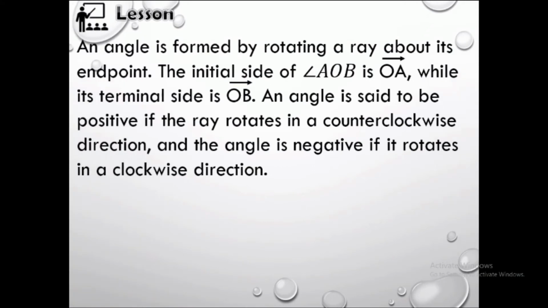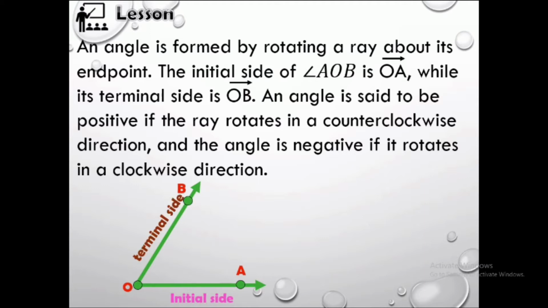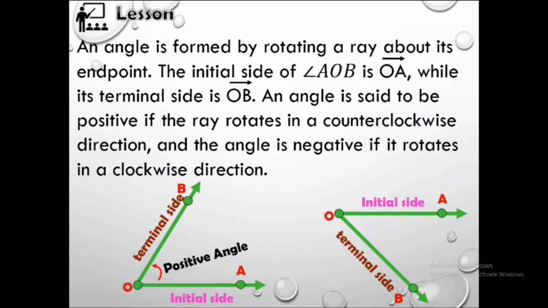Lesson proper. An angle is formed by rotating a ray about its endpoint. The initial side of angle AOB is ray OA, while its terminal side is ray OB. An angle is said to be positive if the ray rotates in a counterclockwise direction, and the angle is negative if it rotates in a clockwise direction.